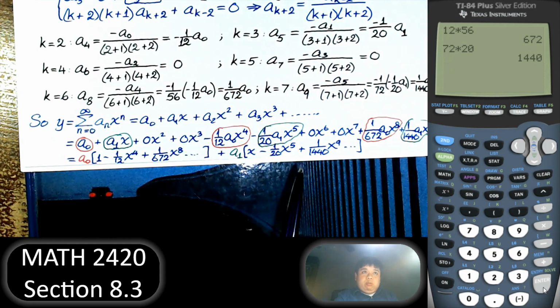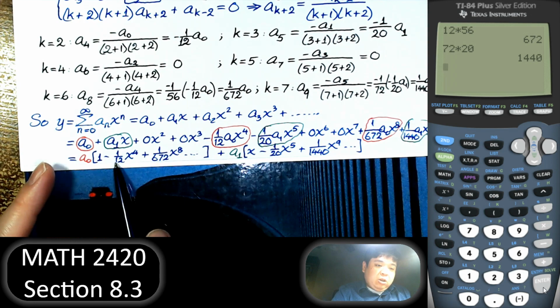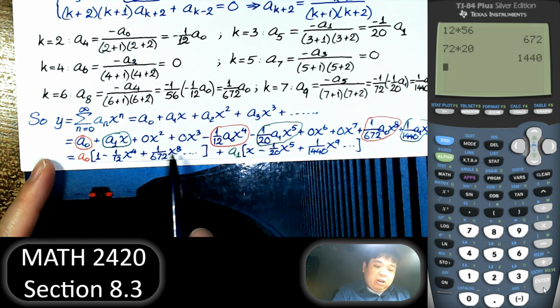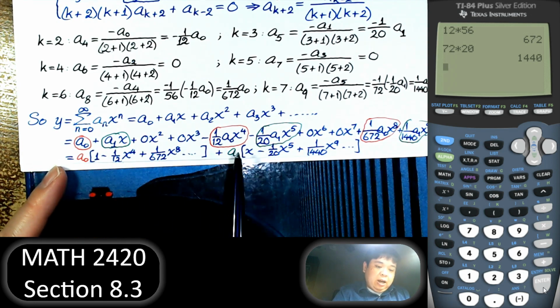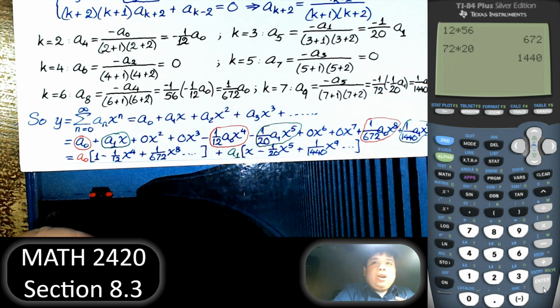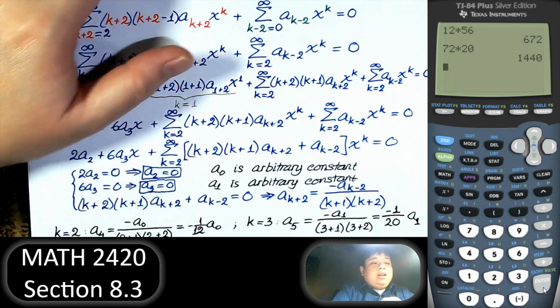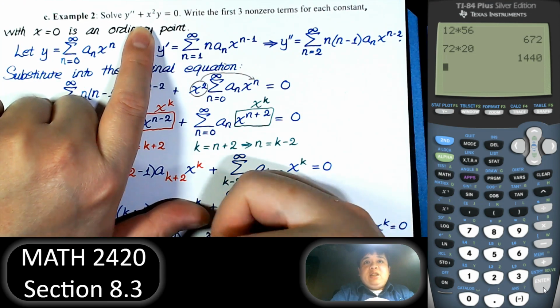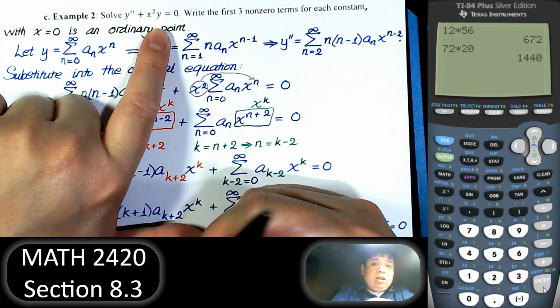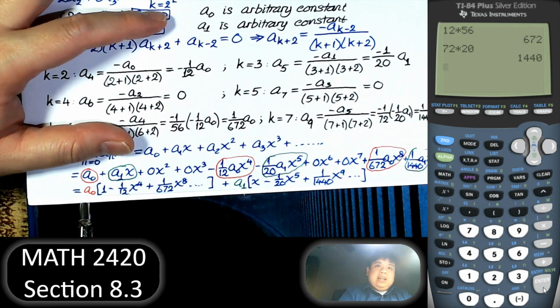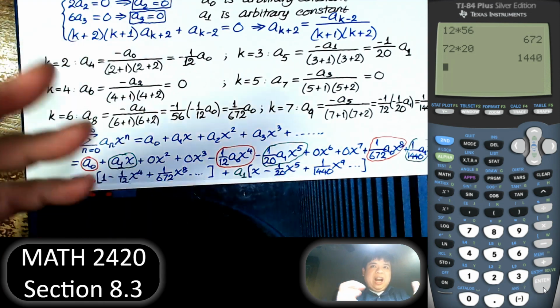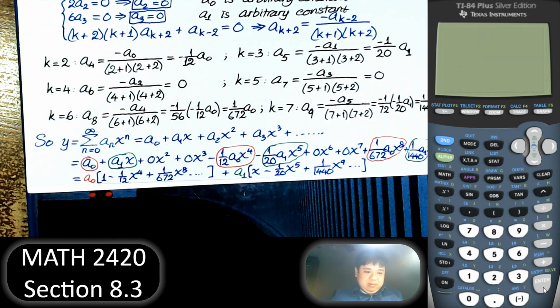So we have the first 3 non-zero constants for each coefficient. Right, now if you think about this, the solution, this is a second order differential equation. So we have C1y1 and C2y2, kind of the same thing, so that is a constant. Right, so that's what we have, that first example.